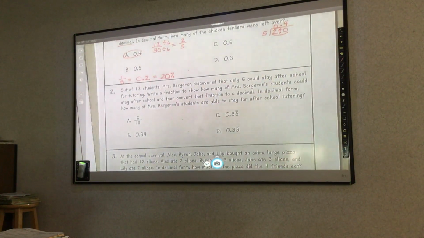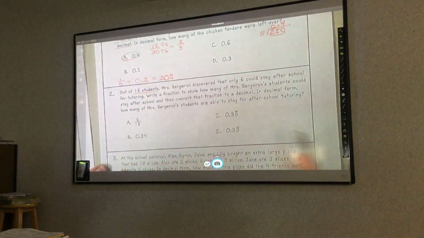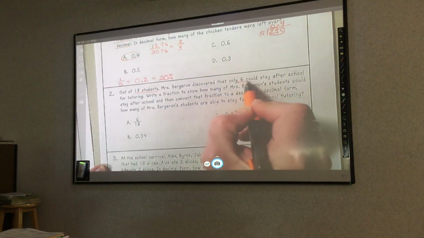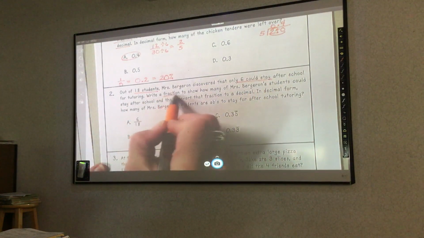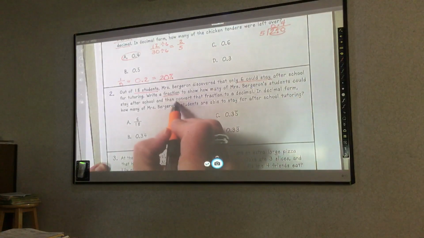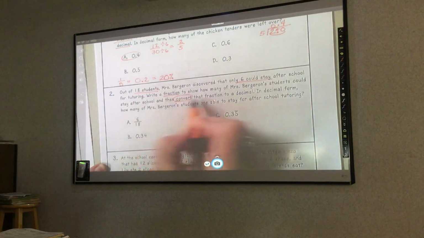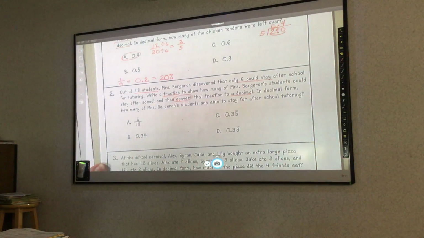Number 2, out of 18 students, Mrs. Bergeron discovered that only 6 could stay after school for tutoring. Write a fraction to show how many of Mrs. Bergeron's students could stay after school, and then convert that fraction to a decimal. In decimal form, how many of Mrs. Bergeron's students are able to stay after school tutoring?